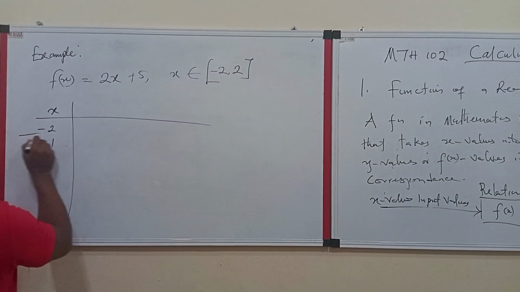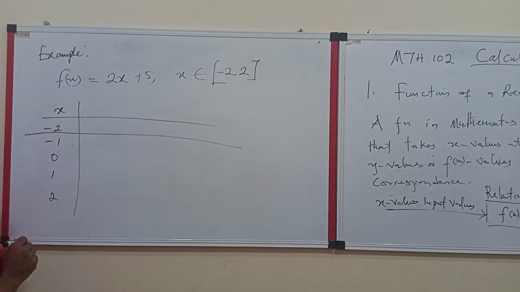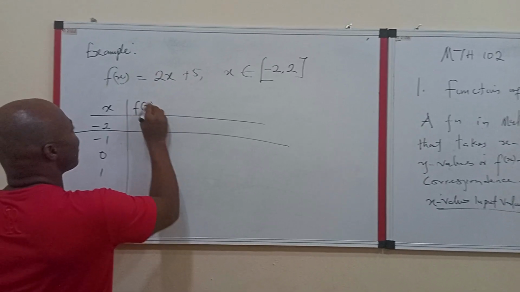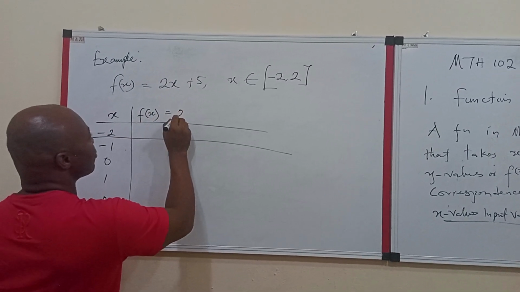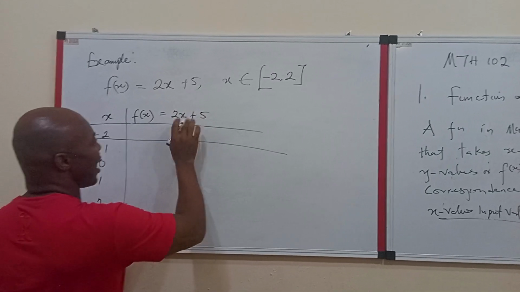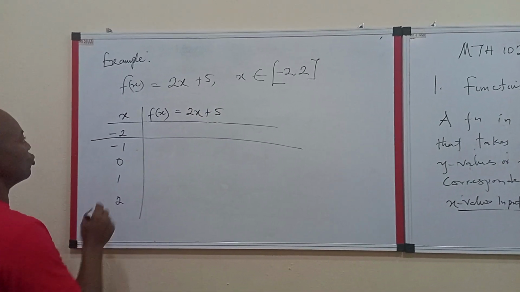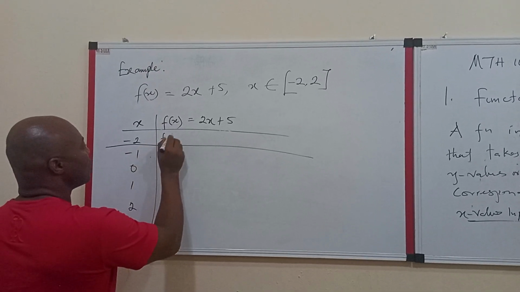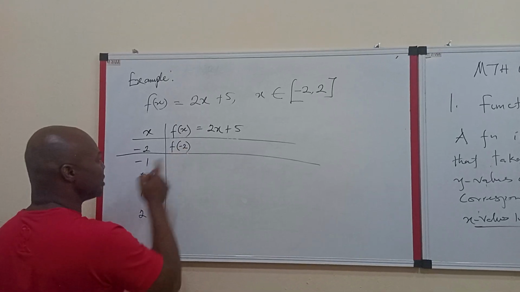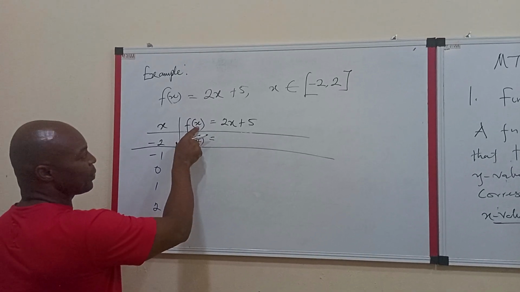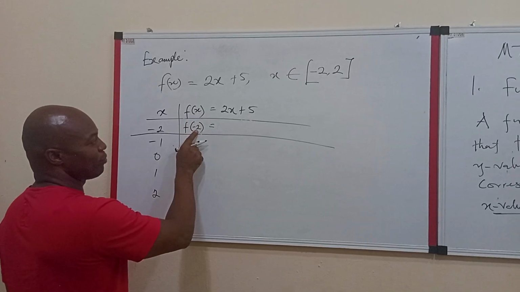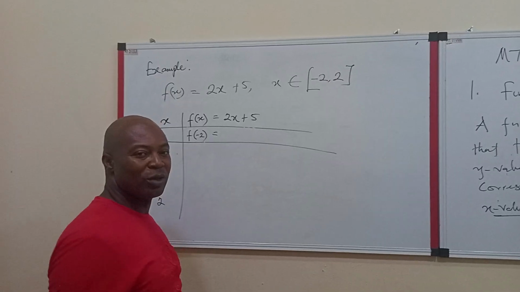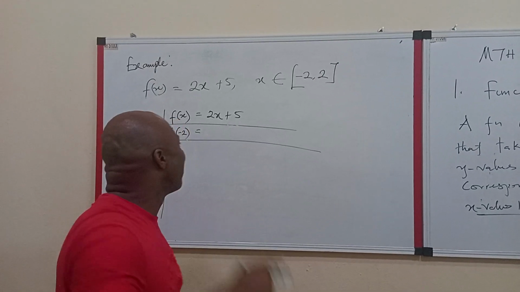So see what we want to do now. Mathematics is sweet. If x is here, then on the other side we get 2x + 5. Now see what we want to do. When x is -2, what happens? In place of x here, we put -2. Anywhere we see x, we put -2.